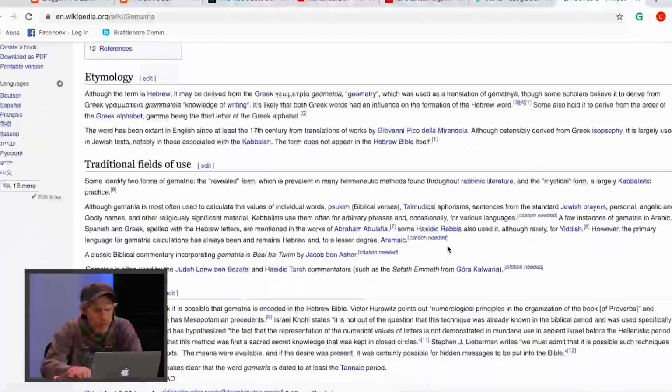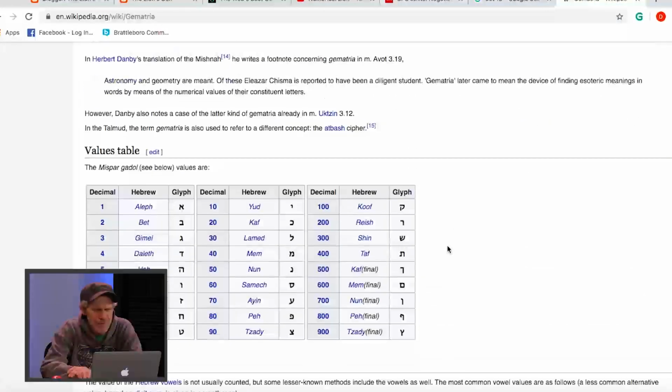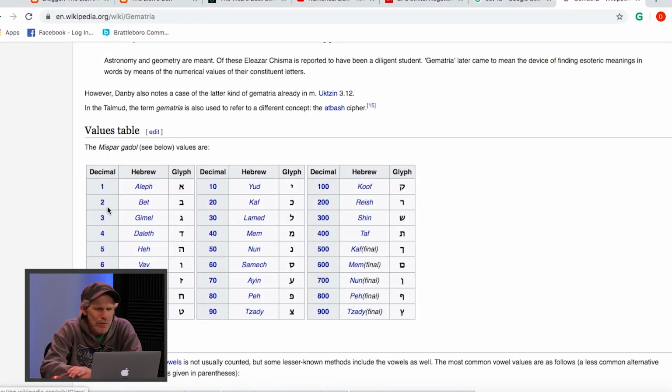So let's look at the chart that they have here. Aleph is 1, Bet is 2, Gimel 3. As you can see, this is the Hebrew alphabet, or I don't know anything about the Hebrew alphabet, but each number represents a glyph and a numeral, or a number.